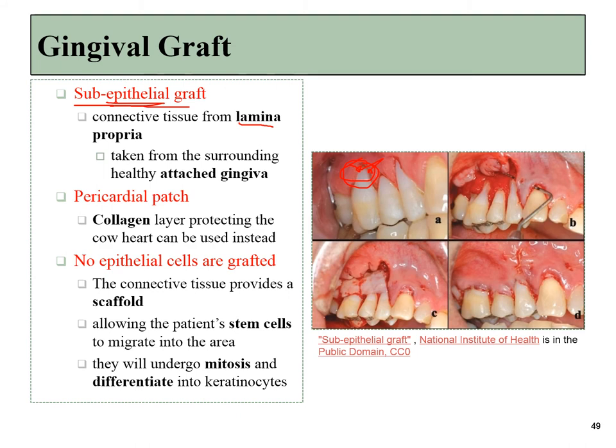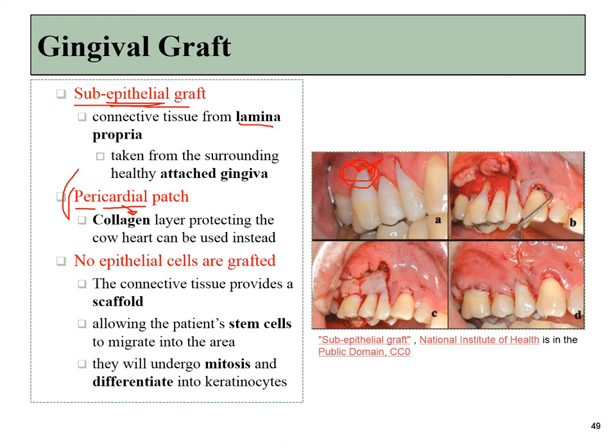One problem with that is you've now just caused some damage elsewhere where there wasn't damage before. And so another option is to graft on something other than the patient's own cells. For instance, a pericardial patch might be used. This takes the pericardium from a cow, which is mostly connective tissue or collagen fibers, and you graft this into the damaged area. And those collagen fibers provide a scaffold over which epithelial stem cells can migrate, undergo mitosis, and then differentiate into new keratinocytes.